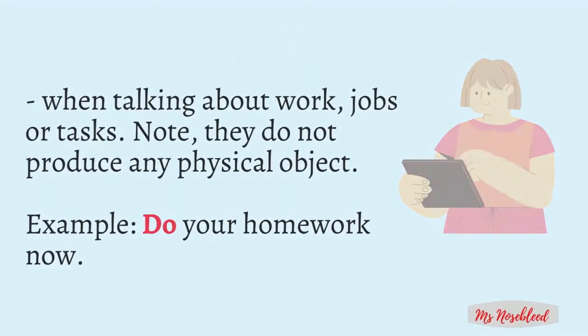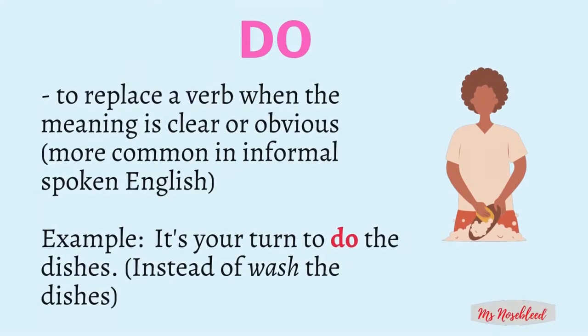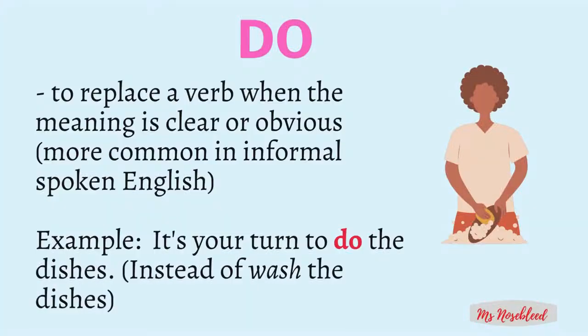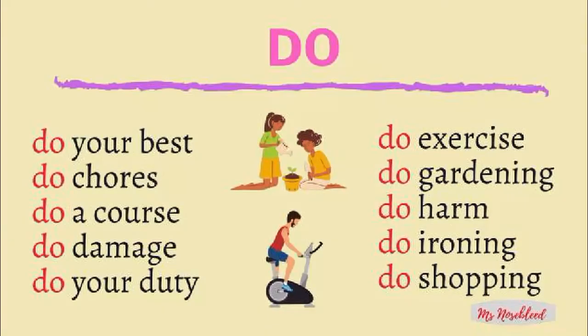One other tip is to use do to replace a verb when the meaning is clear or obvious, more common in informal spoken English. For example, it's your turn to do the dishes. So instead of saying wash, you replace it with the verb do. The bad news is there are many fixed expressions or what we call collocations with the verb do. Unfortunately, they don't really follow any useful rules. So, we have no choice but to memorize them.